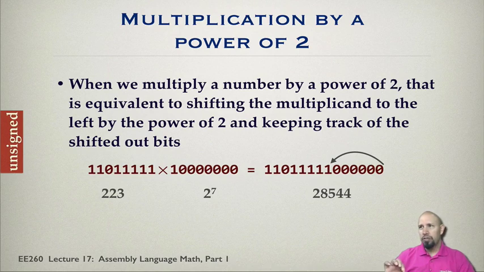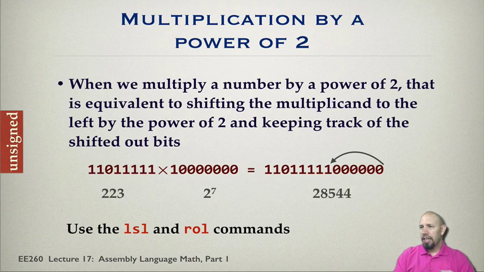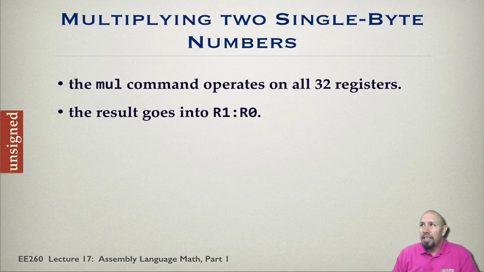So powers of 2, multiplying, easy. You shift it to the left, add zeros. In this case, we can use the LSL or the ROL commands in doing the shifting. So here we would focus on the LSL. Looking now, we can see how to multiply 2 single byte unsigned numbers. So basically we use the mul command, which operates on all 32 registers. So I can multiply any register by any other register, and the result goes in registers 1 and 0.